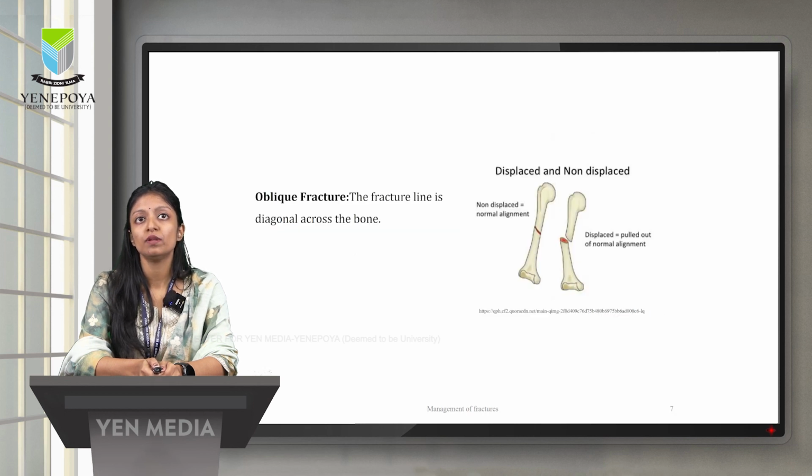Next we have oblique fracture. Oblique fracture is when the fracture occurs in a diagonal manner along the long axis of the bone. As you can see here, the diagonal fracture occurred, and in one of the pictures the bone is still intact and in place, whereas in the other one it is displaced. So the first one is a non-displaced oblique fracture and the second one is a displaced oblique fracture.